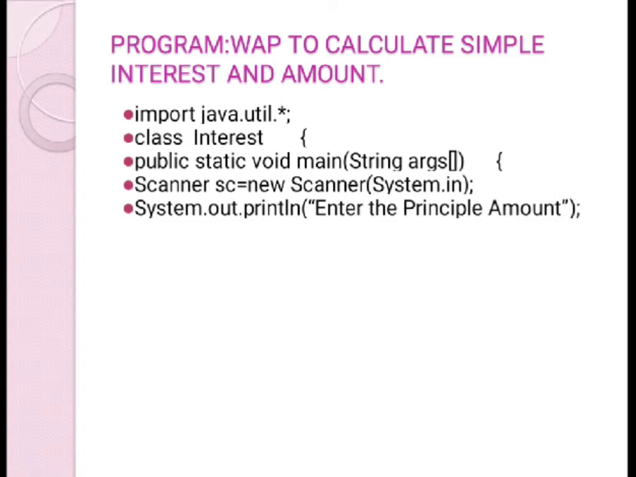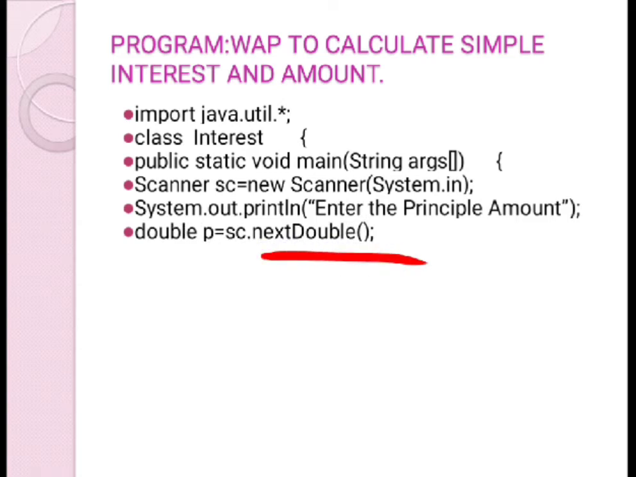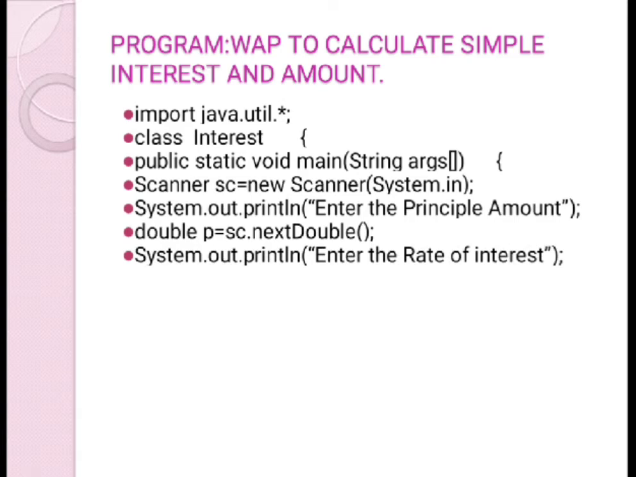Then what do you need to ask? You need to ask the user to enter the principal value, that means the principal amount. As you know, the principal amount can be double, float or integer. So I am taking double p equal to sc.nextDouble(). For taking a double variable, we use the method nextDouble. Then second is the rate of interest.